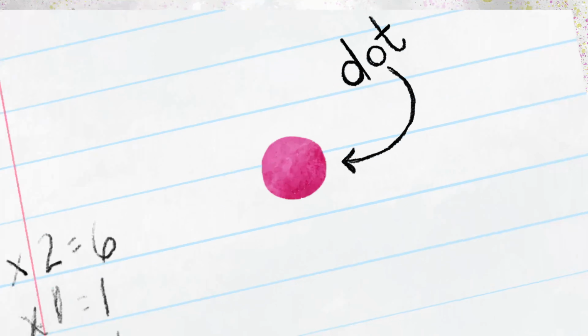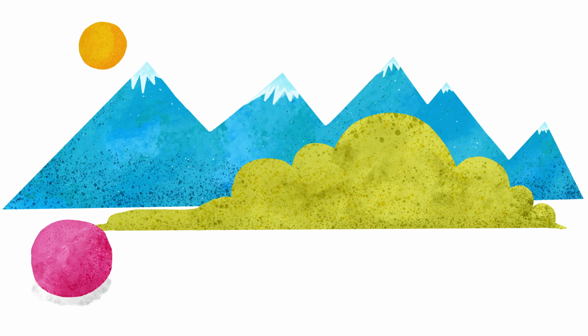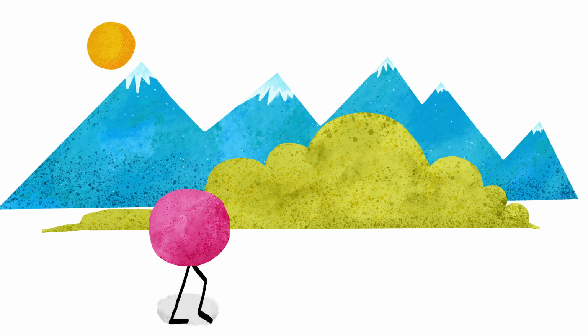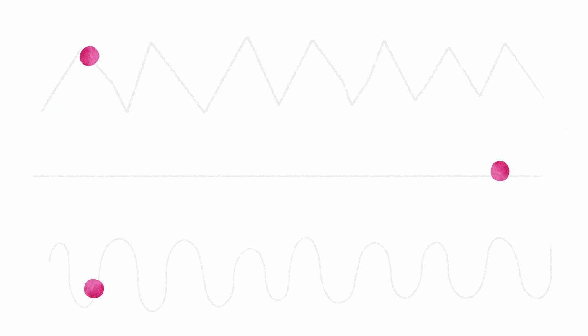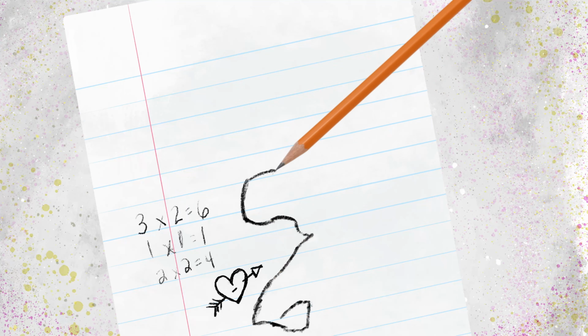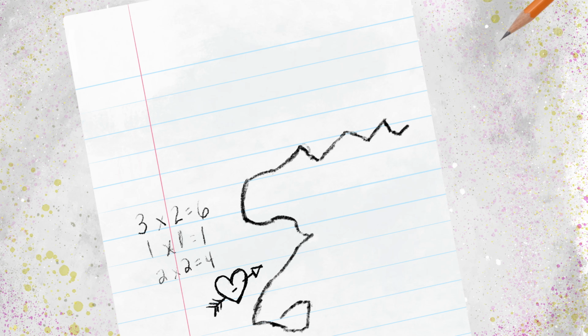This is a dot. This is a dot that took a walk. The paths created by these moving points are called lines. As you are drawing and moving your pencil from one point to another, you are creating lines.